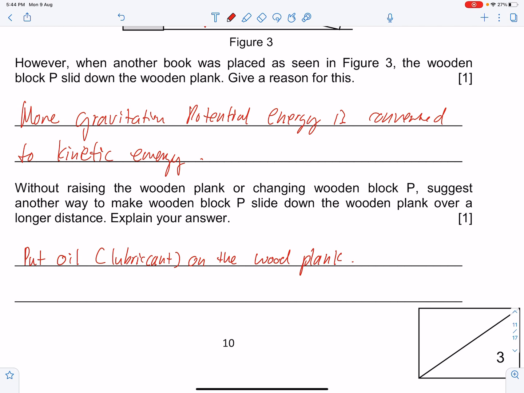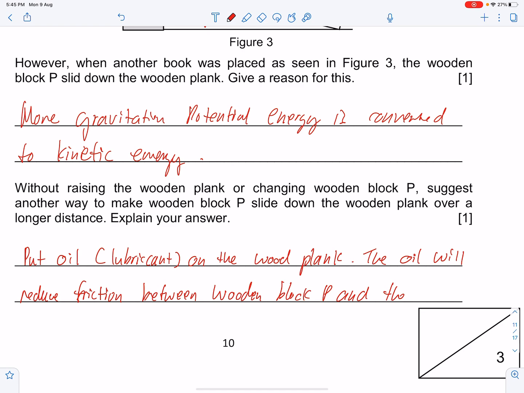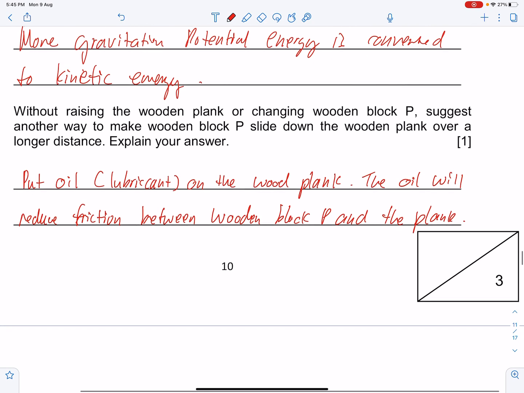And then you would say that the oil will reduce friction between. Now, whenever you talk about friction, because it's a contact force, it needs to be between two surfaces. So what is it between? Between wooden block P and the plank. And that will enable it to move further.